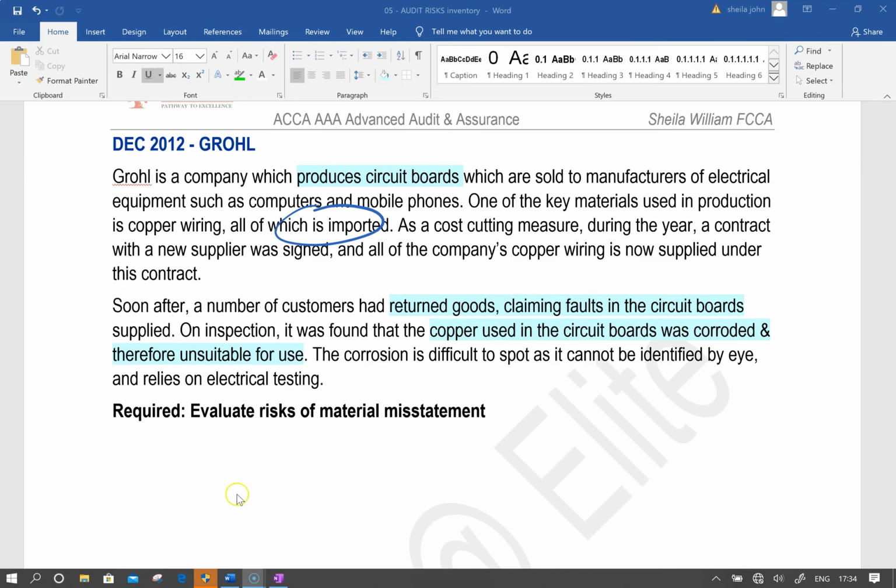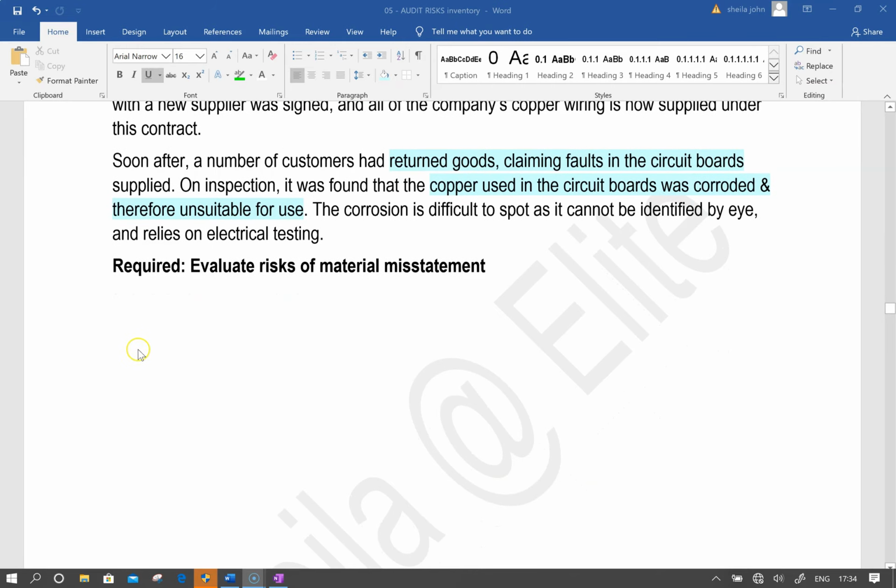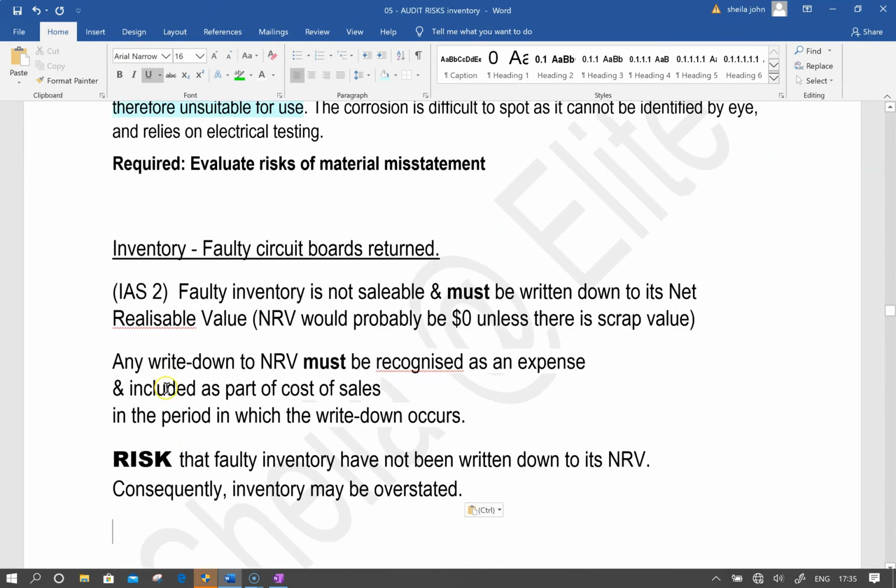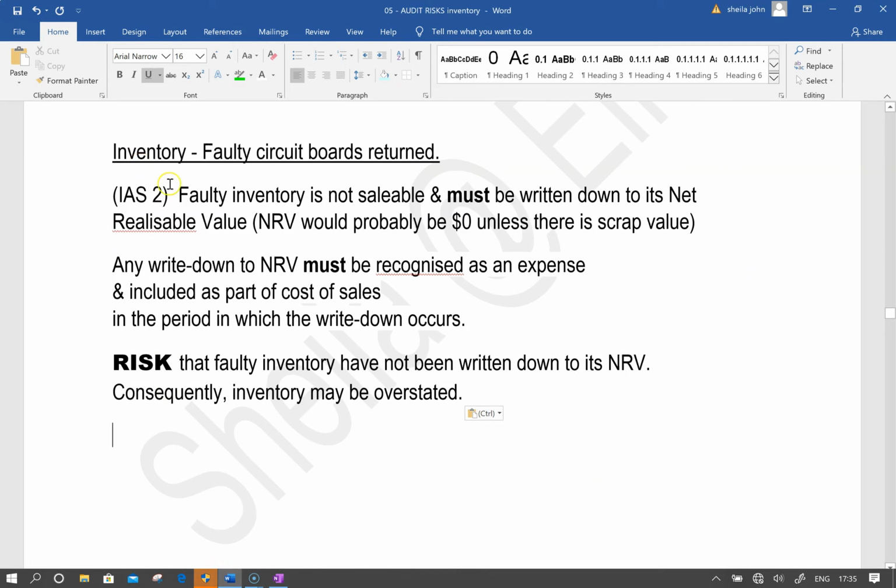All right, we're back. So I'll give you my answer and you can compare it with your answer and mark it. So here I've got inventory faulty circuit board. Instead of putting down the observation, I'm just using that as part of my title, fine, because there's no marks given for observation anyway. So I'm putting down the point here that the faulty inventory is not saleable and must be written down to its net realizable value. And we're saying here, we're dealing with corroded copper. So we're saying the NRV would be 0 unless there is some kind of a scrap value.